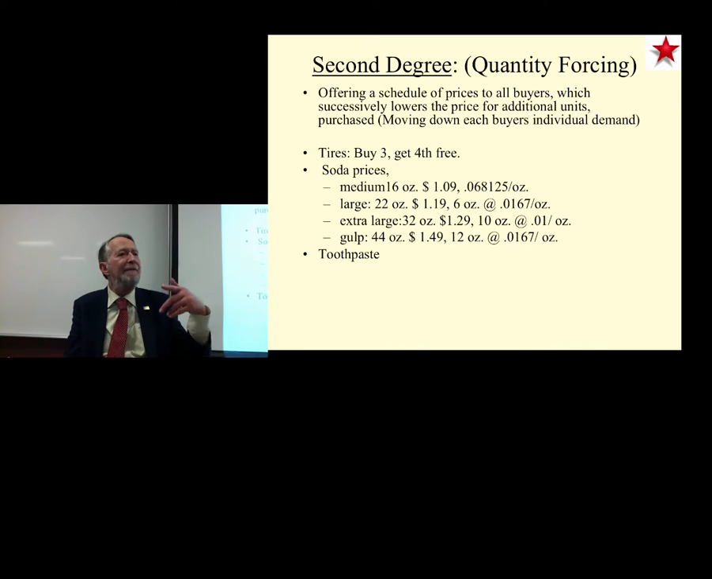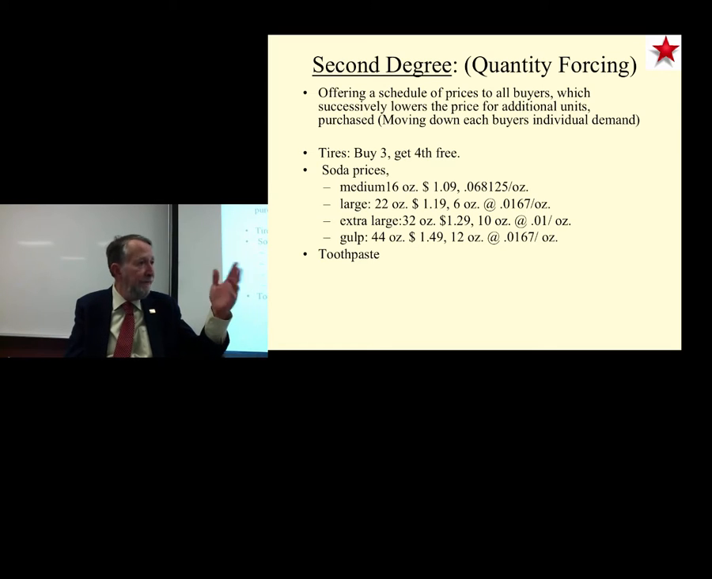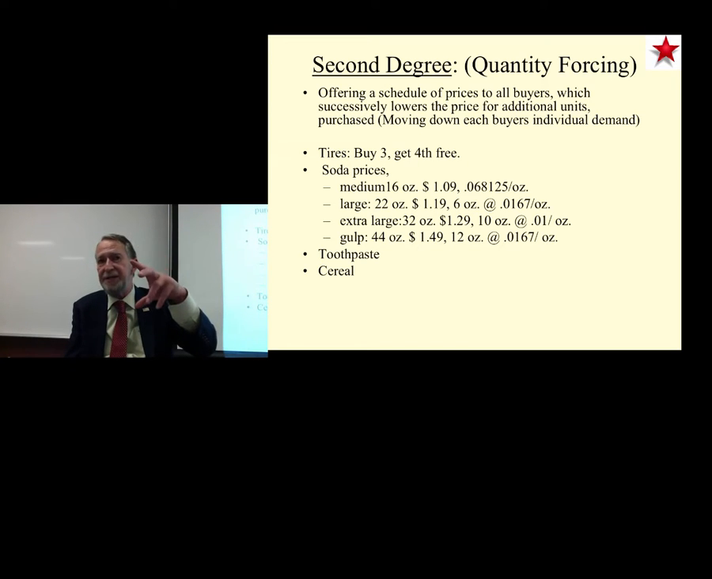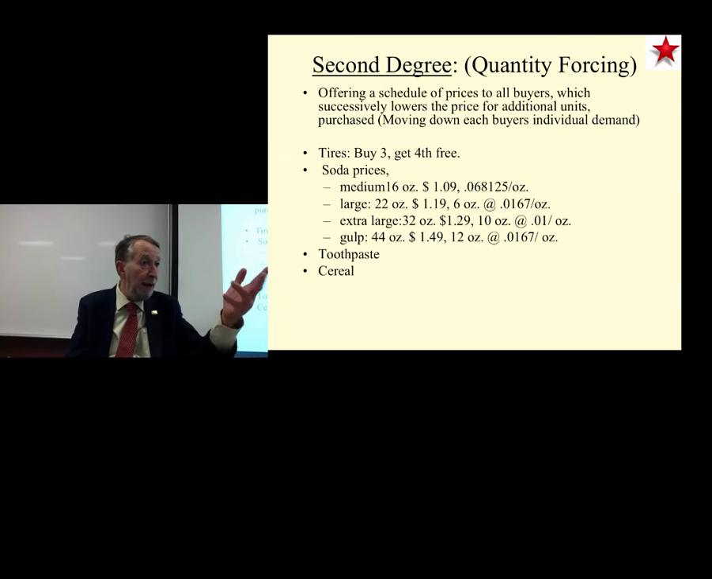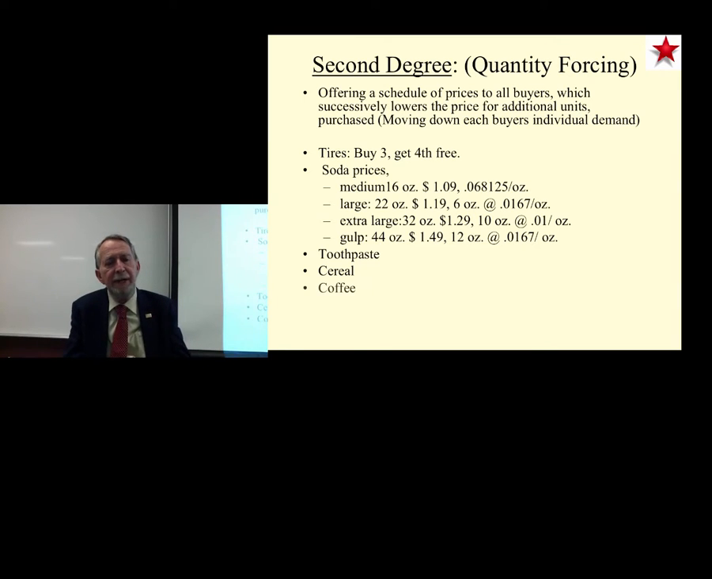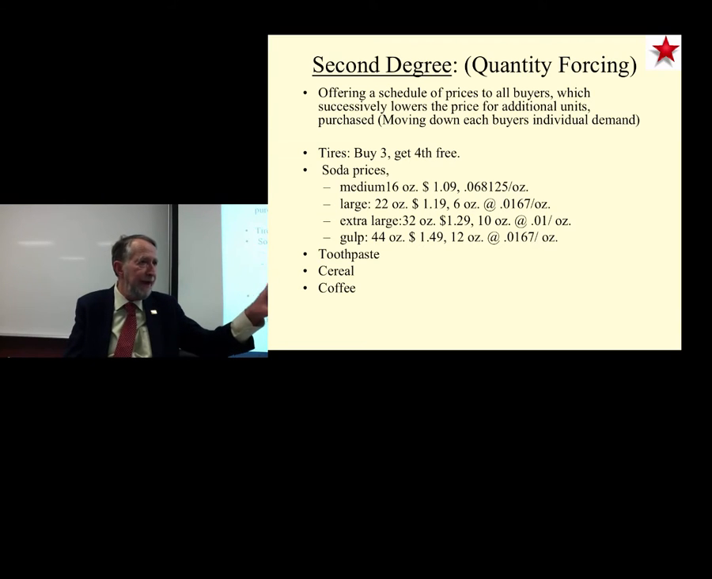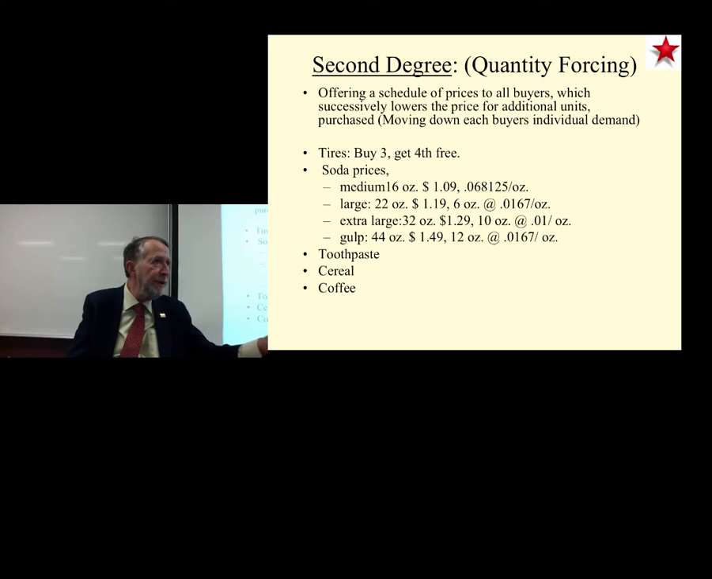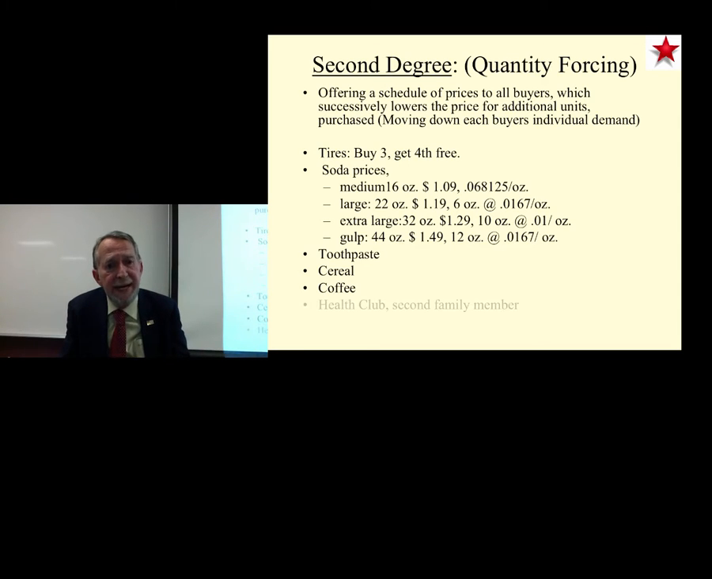If you look in the coffee aisle, like the instant coffees, the little tiny travel one is very expensive. And cereal's the same way, right? You have a standard size, you have a family pack. Family pack lowers the price on the additional units. Instant coffee comes in a little tiny jar, regular size, and a family size. And again, they're moving you down your demand curve using that technique.